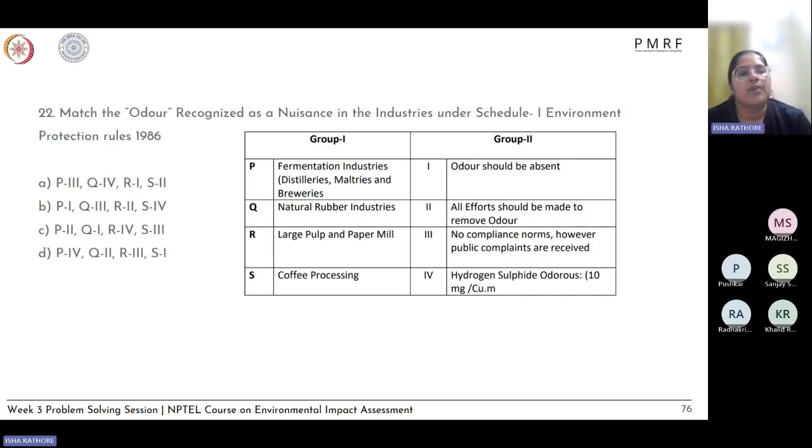Moving on, match the odor which is recognized as a nuisance in the industries under Schedule 1 of the Environment Protection Rules of 1986. So in group 1, we have the industry type, and in group 2, we have what sort of odor conditions can be present or are acceptable.